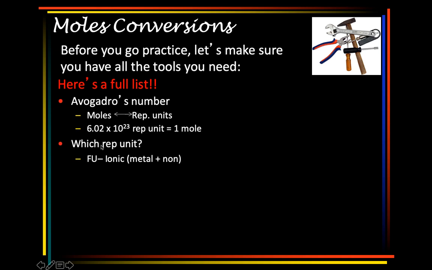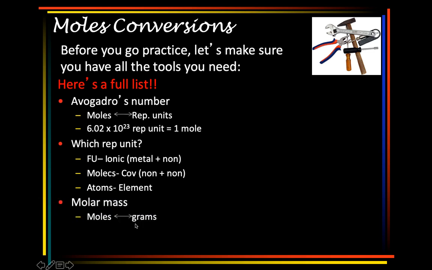Representative units would be formula units for an ionic compound, which is metal plus nonmetal elements. Molecules for a covalent compound, nonmetal plus nonmetal elements. Atoms is if you already just have a single element. That's how you'll know which representative unit. But the number and conversion is always Avogadro's number, and it's always equal to 1 mole.